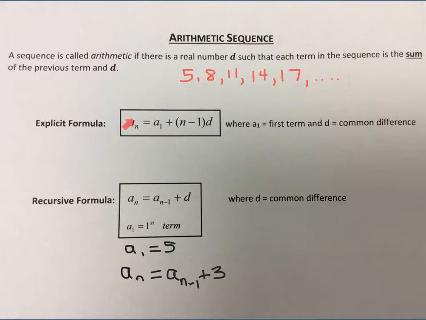We would say that a sub n is equal to, well, a sub 1 is our first term, which we already said is 5, and then plus, we want to leave this in terms of n because we want to be able to plug in different values of n here. Like if we wanted to find the 60th term, we would replace this with a 60. If we wanted to find the 20th term, we would replace our n's with 20. So we're going to leave this in terms of n. And then d just stands for the common difference. What are we adding to get from one term to the next? In this case, we're adding on 3. So we could put a 3 there. So this right here would be our explicit formula.